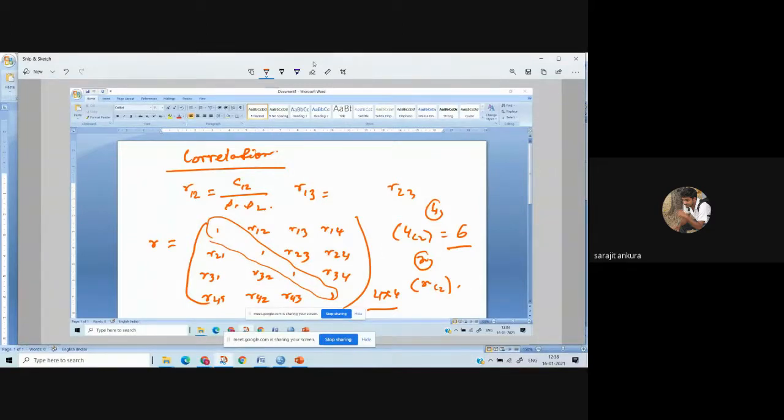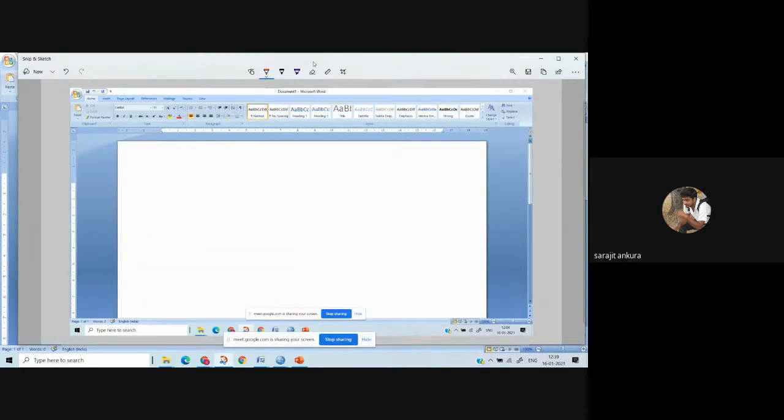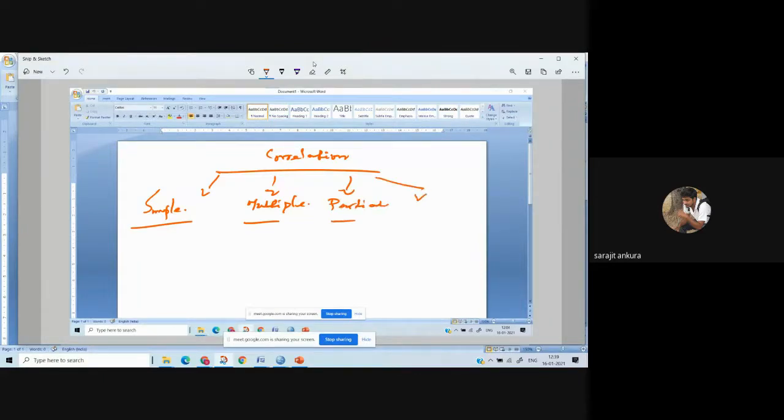So this is the relationship between covariance and correlation. Now, I'm coming to this part. In the correlation, there are different types of correlation. One is the simple correlation. One is the multiple correlation. One is the partial correlation. One is the semi-partial correlation, or part correlation. So these are different types of correlation.